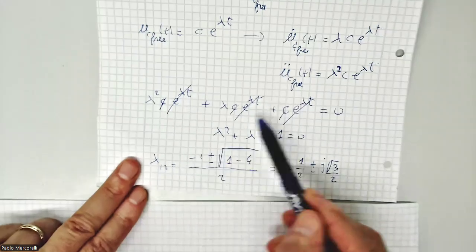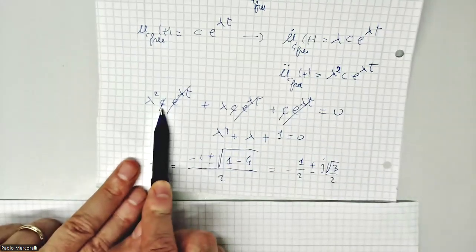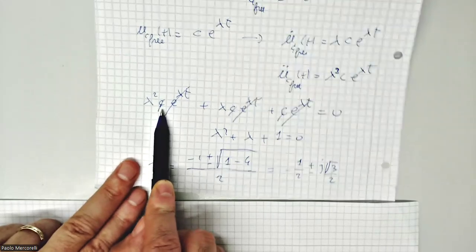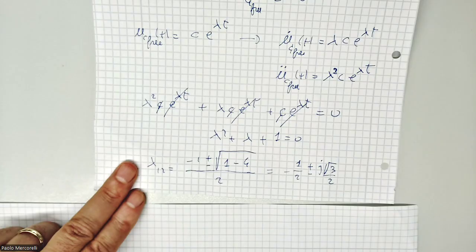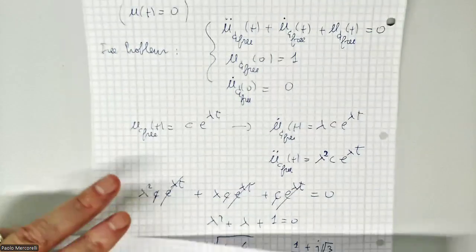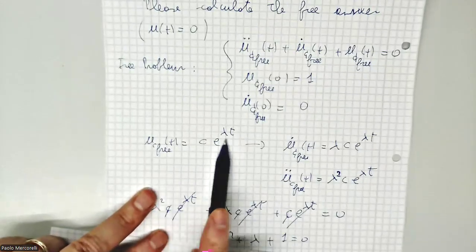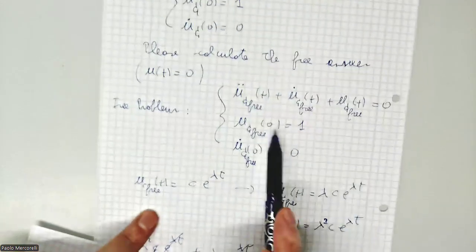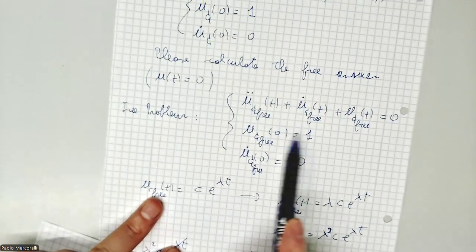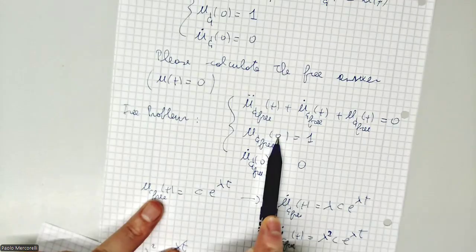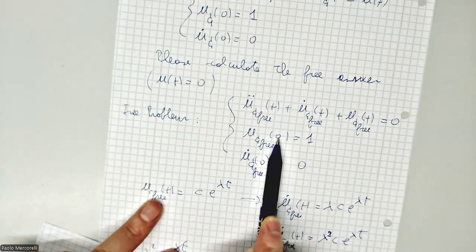This means I can cancel the exponential. I can cancel in the same way C. Do you remember the reason? The reason is, if C is equal to 0, we have u free equals 0. But this does not satisfy this condition at 0. This means it cannot be a solution for this kind of problem.